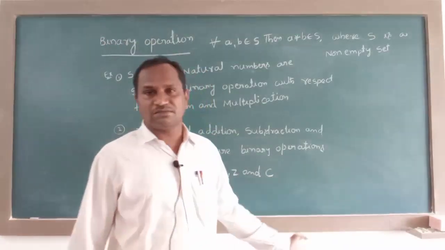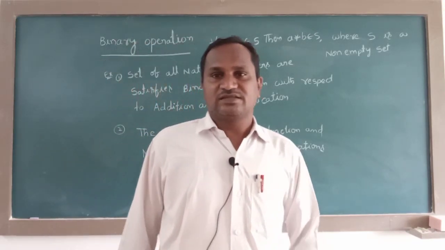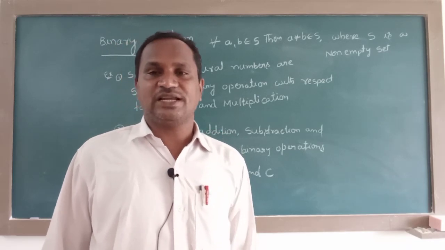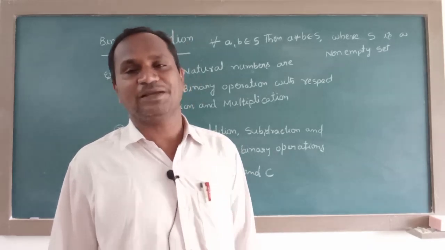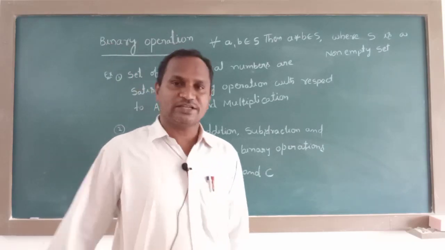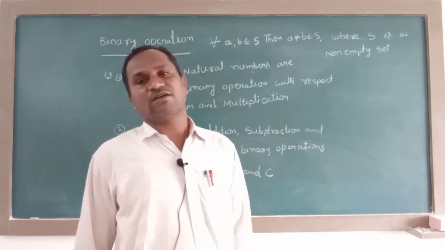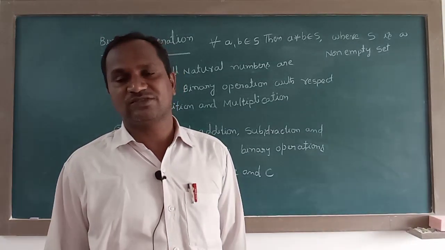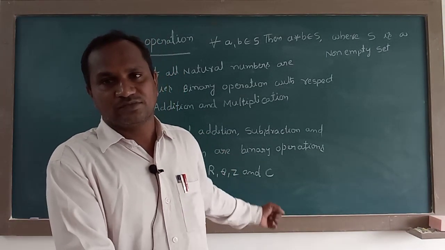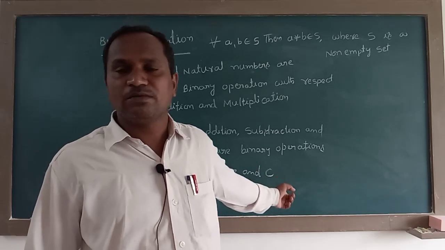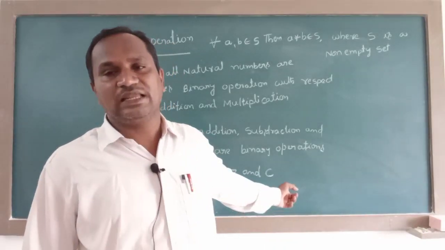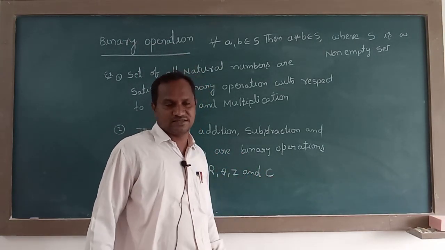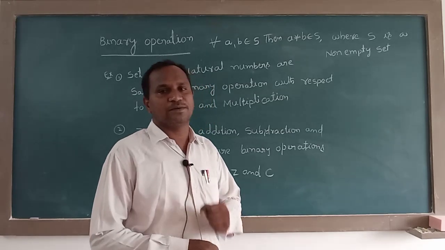In the case of complex numbers also, the sum of any two complex numbers is again a complex number. The subtraction of any two complex numbers is again a complex number. And the product of any two complex numbers is again a complex number. That's why the usual addition, usual subtraction and usual multiplication are all binary operations on all these four sets. But division is not a binary operation.